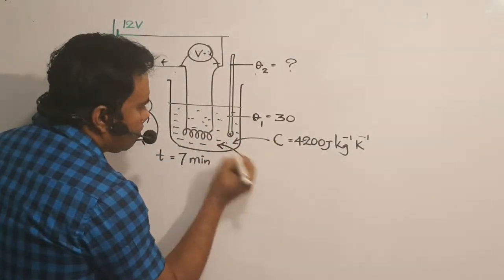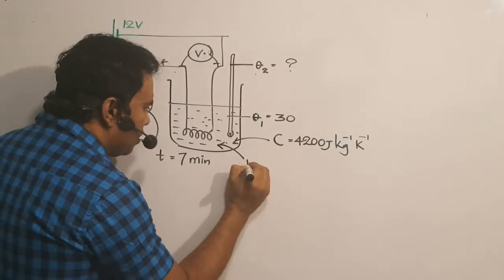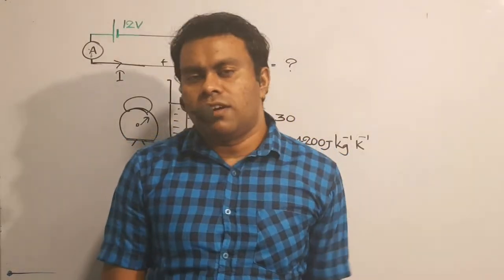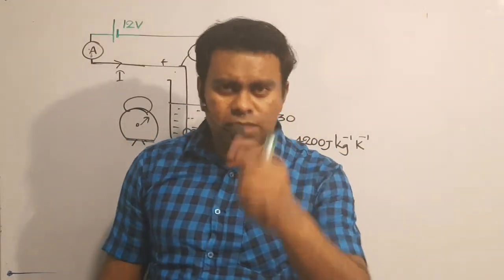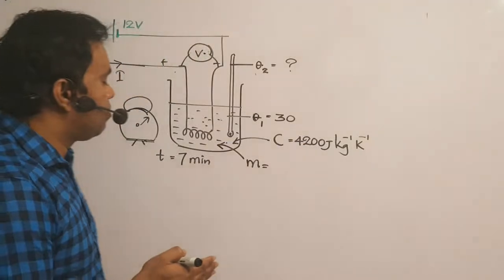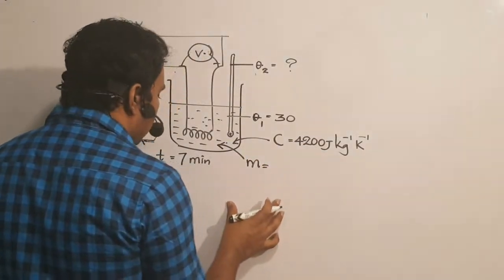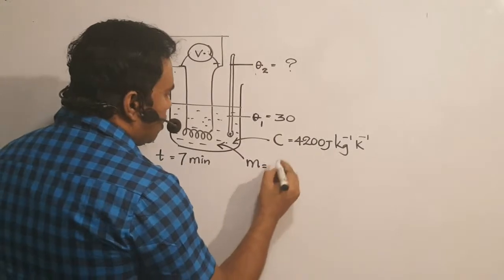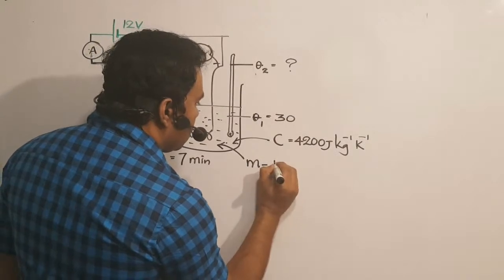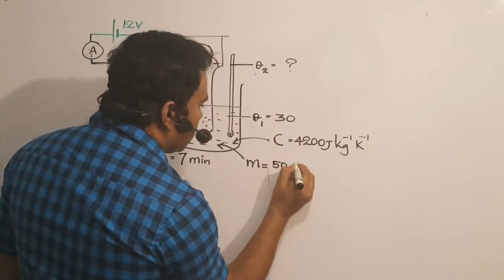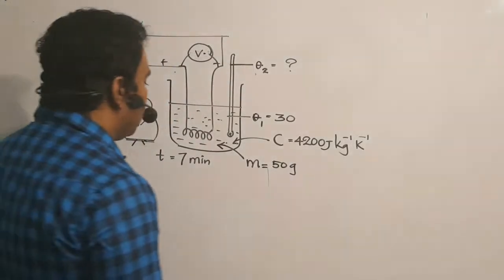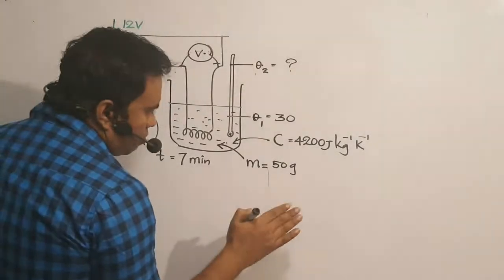So the mass of water is usually given. If the mass is not given, as we studied the day before yesterday, the density of water is given. Sometimes the density of water is given, sometimes the mass of water is directly given. Okay, so I give you 50 grams. That's 50 grams. Okay, let's do this calculation now.